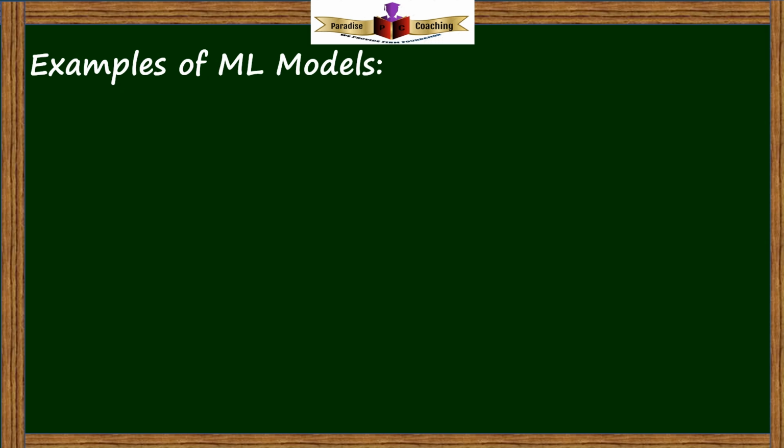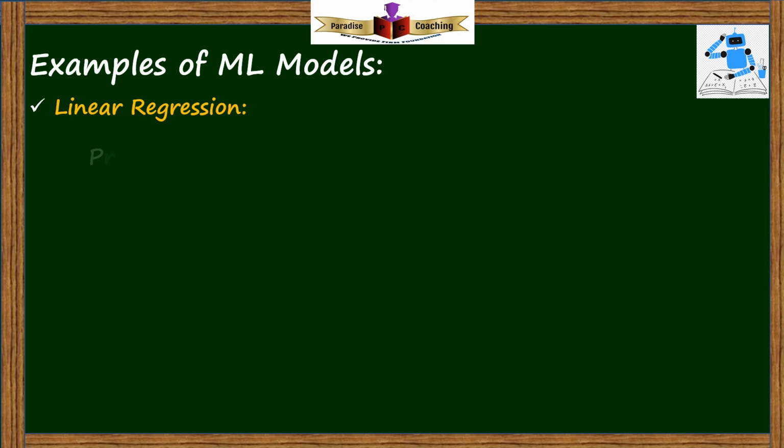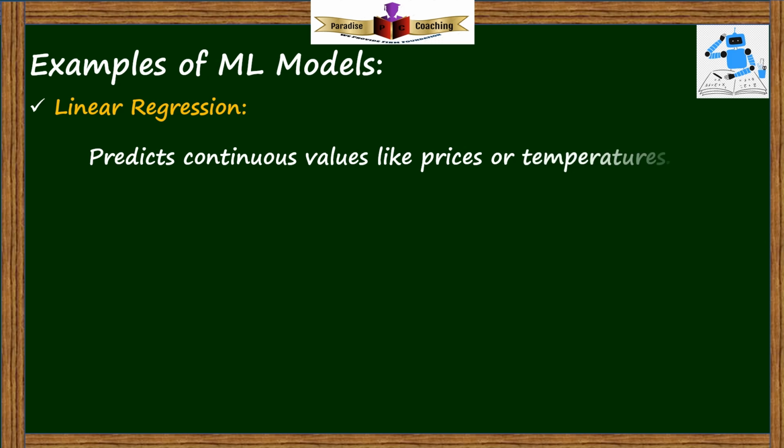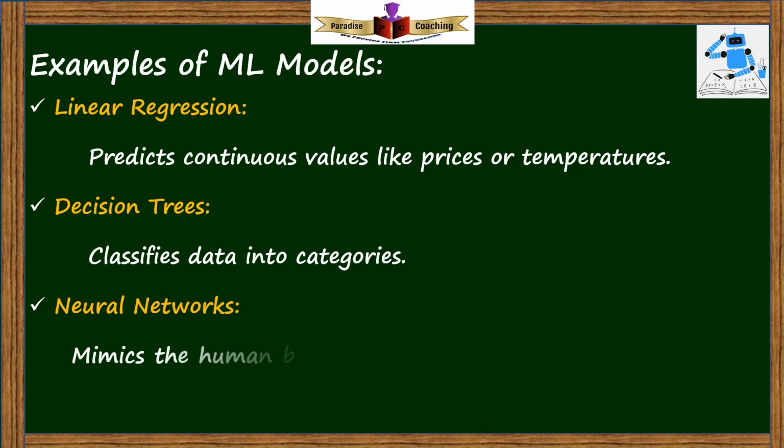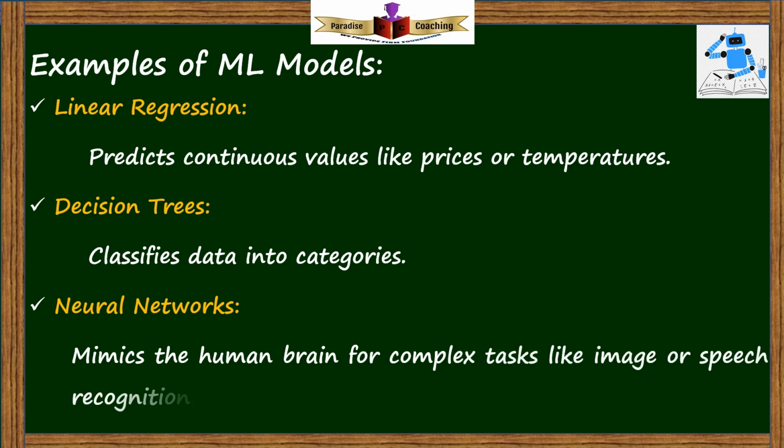Examples of ML models. Linear regression: predicts continuous values like prices or temperatures. Decision trees: classifies data into categories. Neural networks: mimics the human brain for complex tasks like image or speech recognition.